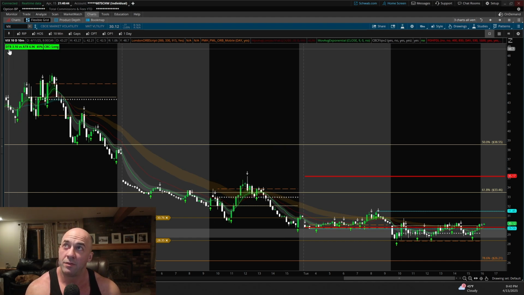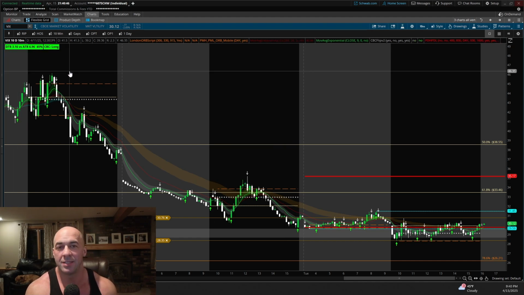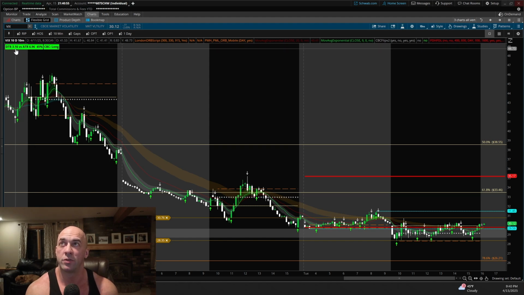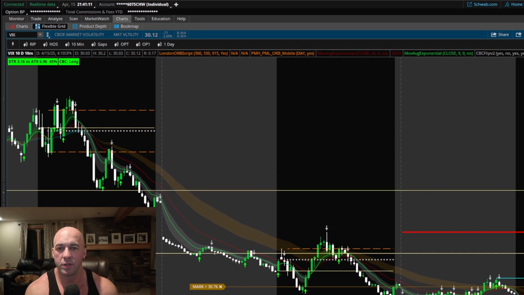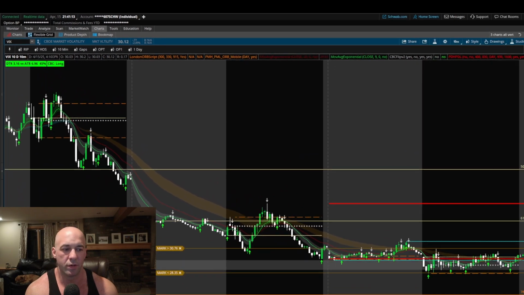So in this top left here, you see DTR. That's the daily true range. So that's today. If we're looking at this VIX chart, what it's saying is that for today, the range was 3.16 versus the last 20 days average of 6.96. I believe if I get tricky with this, I might be able to zoom in so that's easier to be seen. Yeah, there we go. That helps a little bit. So you can see 3.16 versus 6.96.